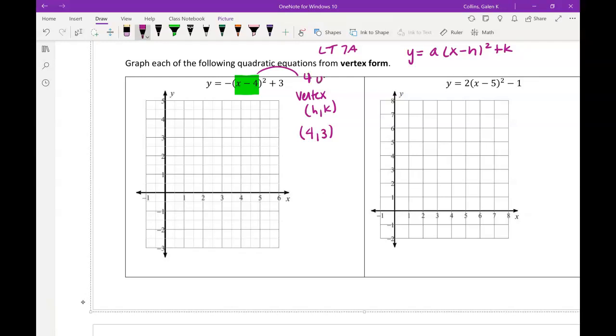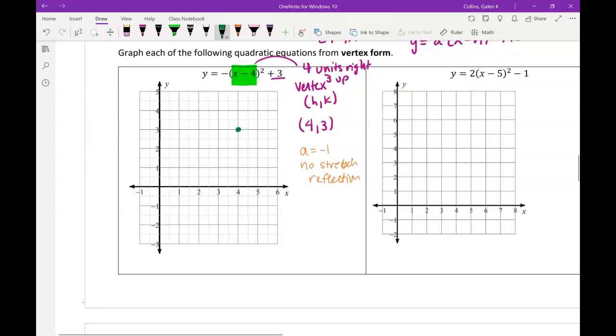So 4 units right if we were asked to describe the transformation, and 3 units up. Then I'm also going to think about my a value. A is -1, so I don't have a stretch, but because a is negative, I do have a reflection. So I'm going to plot my vertex first. My vertex is at 4 comma 3 right there.